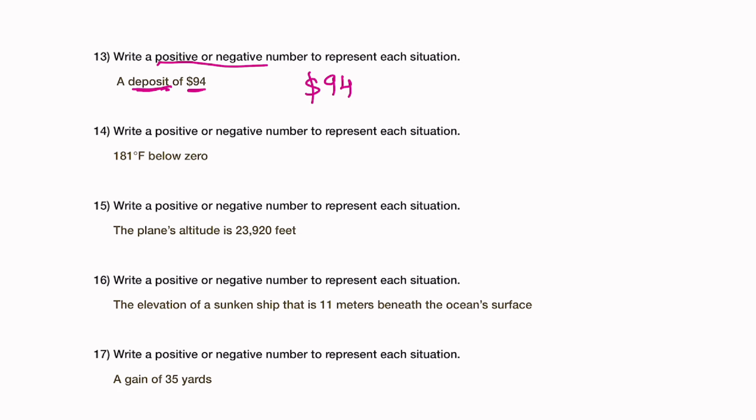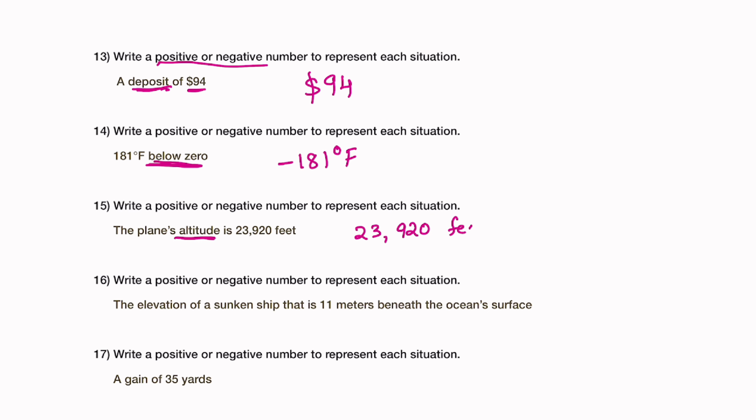It's implied. 181 degrees Fahrenheit below zero. Below. So it's going to be negative. So we say minus 181 degrees Fahrenheit. The plane's altitude is 23,920 feet. So it's plus or minus. It's altitude that we are talking about. So it is plus.